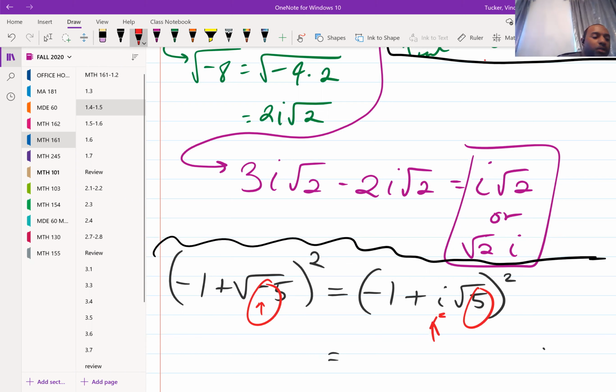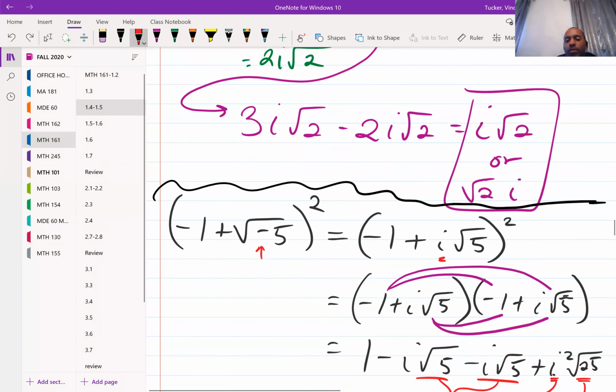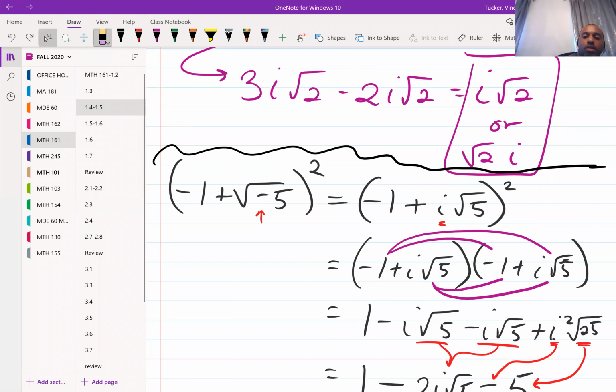All right. So from there, we can go ahead and distribute, do our foiling. So it's -1 times -1, -1 times i√5. Then i√5 times -1, i√5 times i√5. And this is the result: 1 minus i√5 minus i√5 plus i² √25.